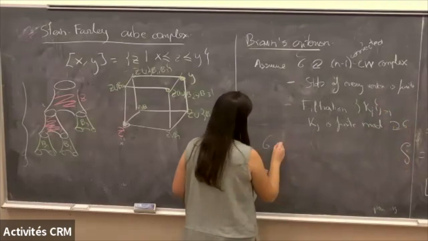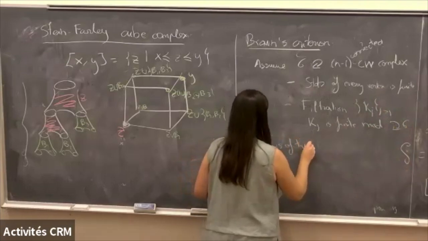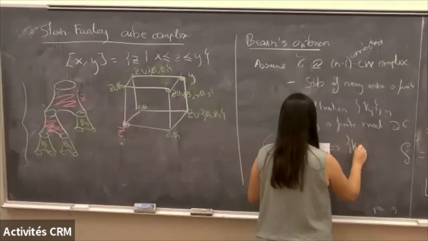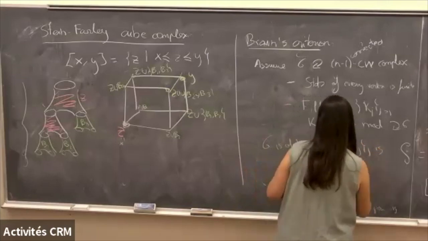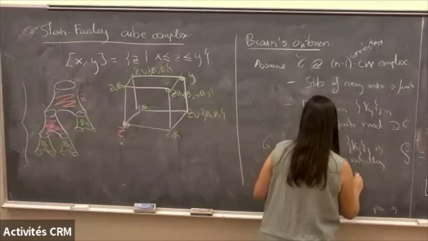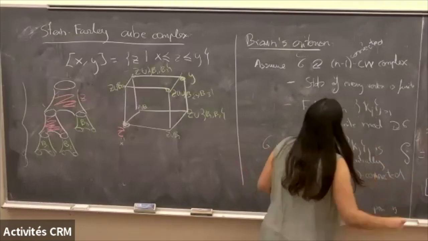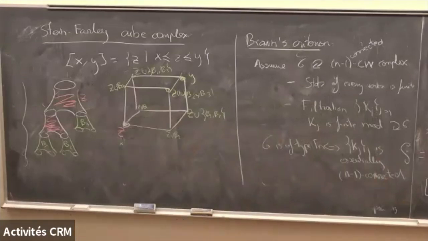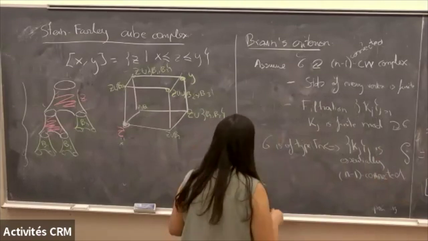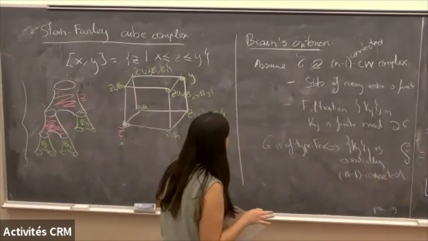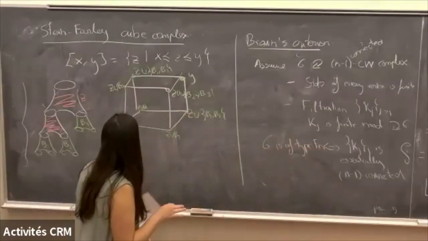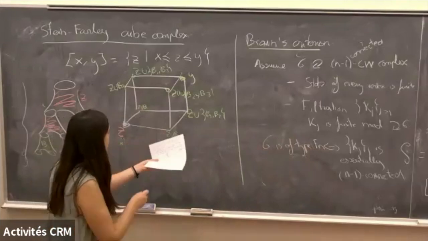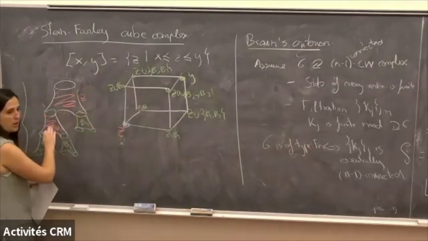Then G is of type Fn if and only if this filtration is essentially n-1 connected. I don't have much time to explain everything, but basically what we do is to construct a filtration of our complex using heights of vertices. So our vertices really depend on this type of constructions, right?